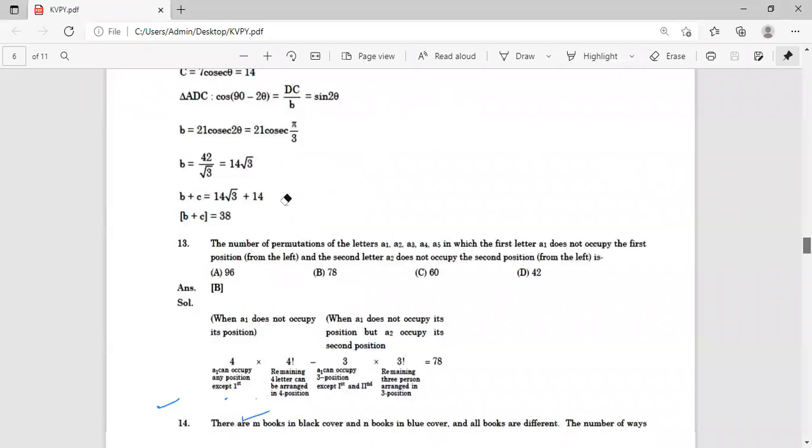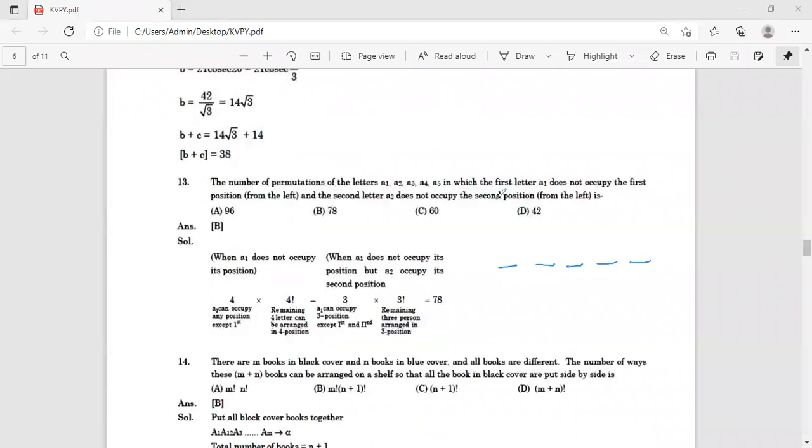Number of permutations of the letters A1, A2, A3, A4, A5. Five letters are there. So the number of permutations in which letter A1 does not occupy the first position and letter A2 does not occupy the second position. So it is like a derangement of D1 and D2, right? Derangement problem. If all 5 are deranged from their original position, it is D5, derangement of 5 things.